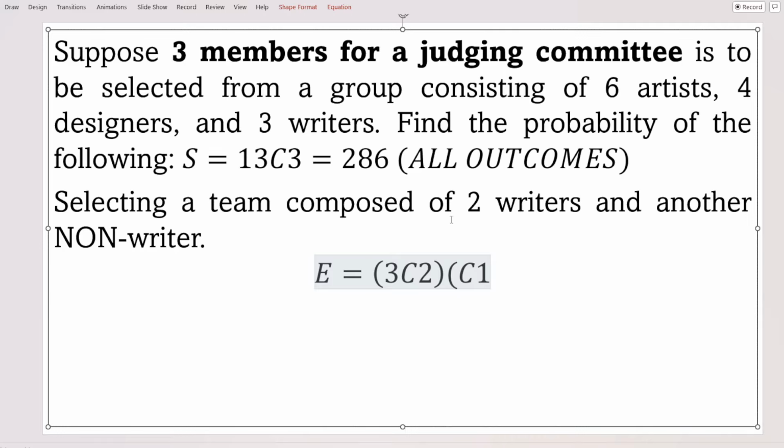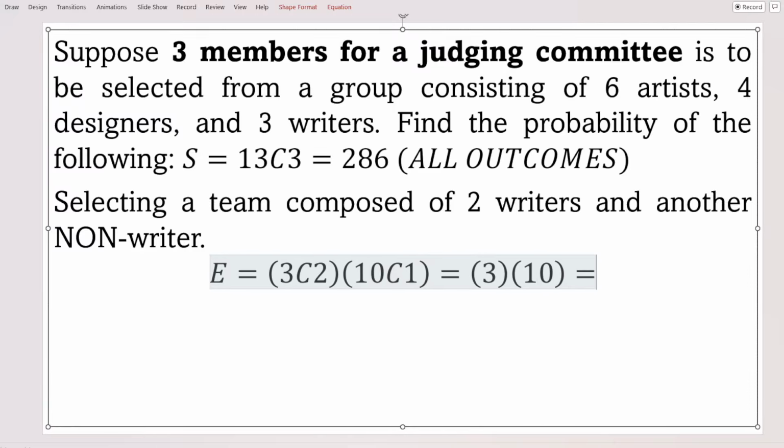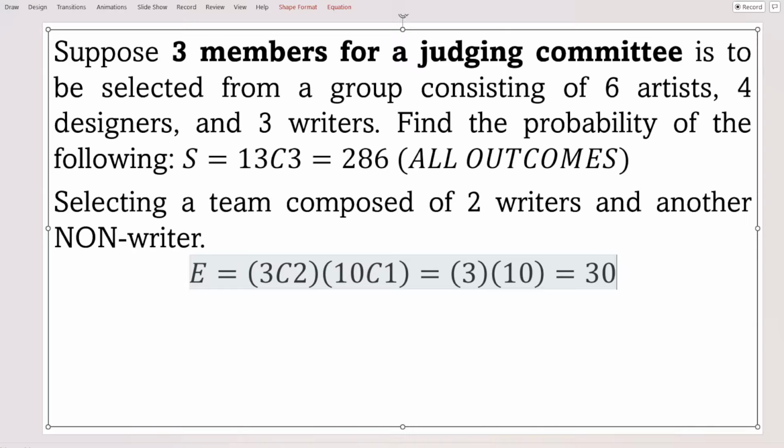When we say non-writer, how many of the choices are not artists? Sorry, are not writers. Okay, so we have 6 artists and 4 designers. That means, and then we have not used any one of them. So 6 plus 4, that is 10. We have 10 who are not writers. We give them 1 slot. So this is 3 combination 2 times 10 combination 1. 3 combination 2 is 3. 10 combination 1 is 10, so this is 30.